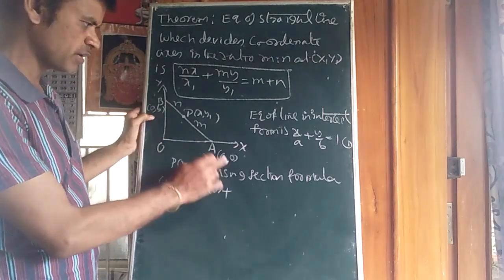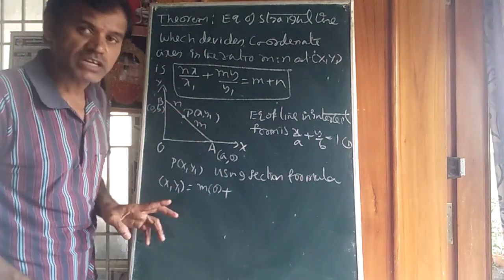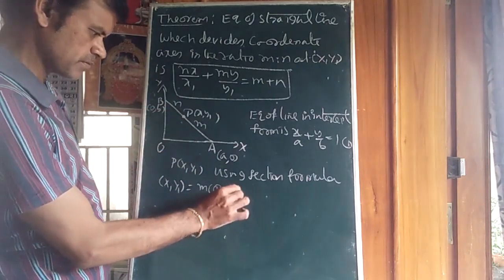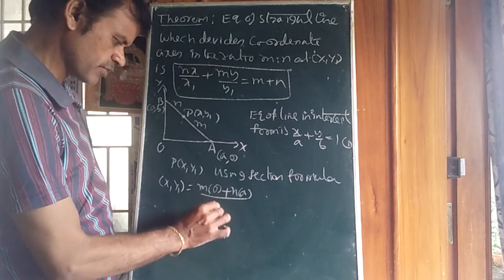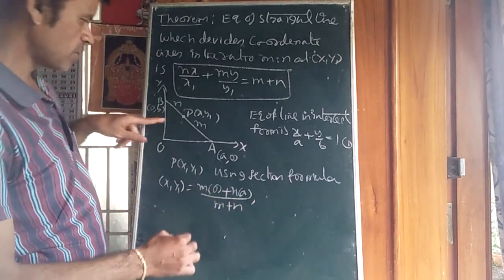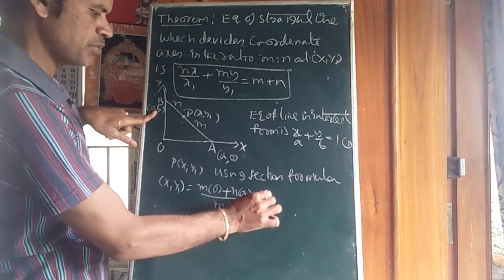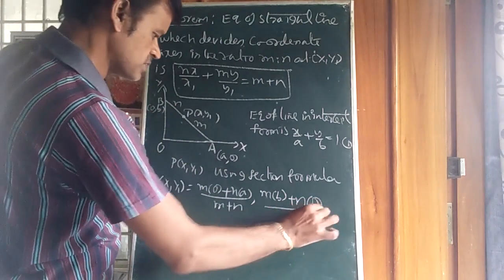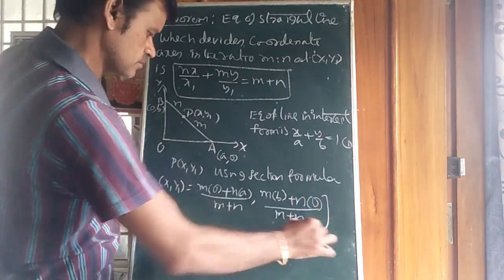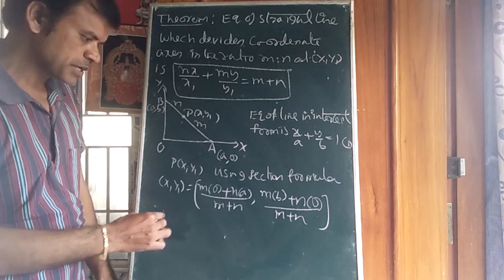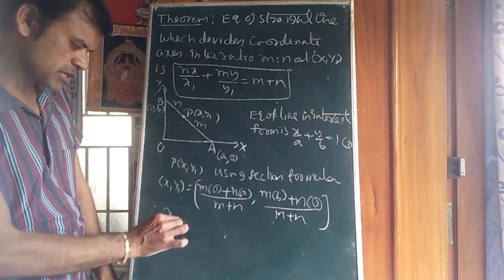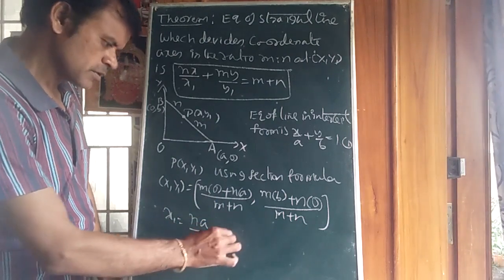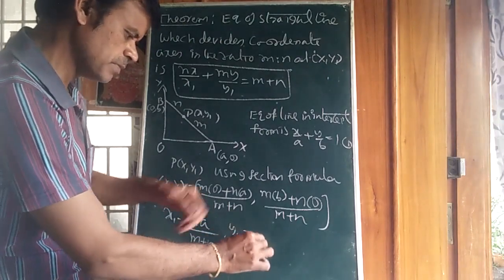mx2, this is x1 y1. Don't get confused about this being x1 y1, that is why I did not write the letters x1 y1. m into 0 plus n into a by m plus n, comma, my2, meaning m into b plus n into 0 by m plus n. So right now this is 0 plus na. Here write x1 is equal to na by m plus n, comma y1 is equal to mb by m plus n.